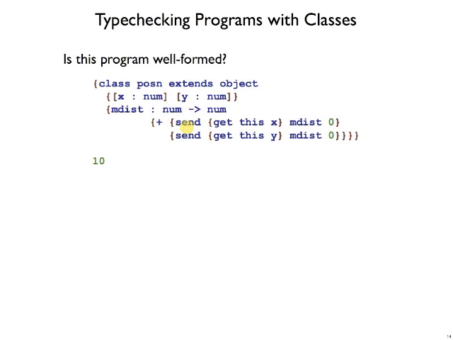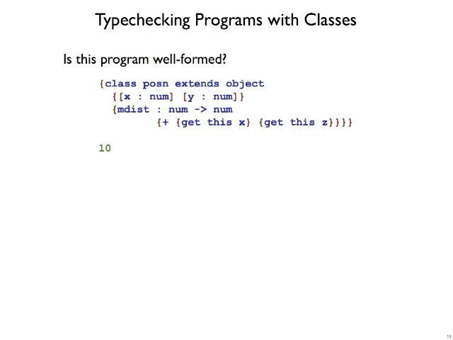And if we look at this method, we see, if we look closely enough, there's a problem. Get this x, that's okay, but it apparently returns a number, and when we try to send to it, then we can't do that. So this program should be rejected because x and y fields are not objects, even though we're using the result, get x and get y, in a send.